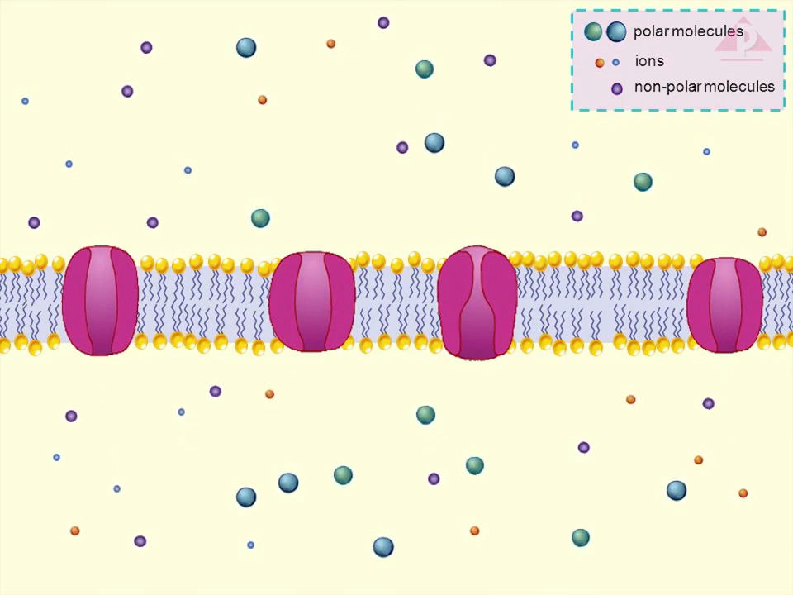By restricting the movement of polar molecules across it while allowing non-polar molecules to pass through freely, the cell membrane is thus described as differentially permeable.